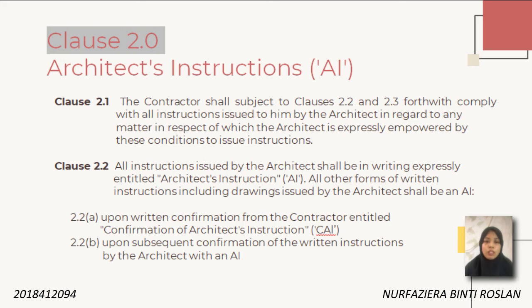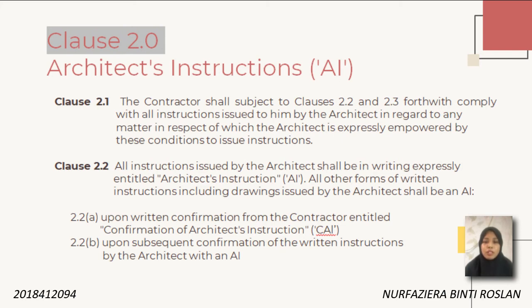2.2 All instruction issued by the architect shall be in writing expressly entitled Architect Instruction, which is AI. All other forms of written instruction including drawings issued by the architect shall be an AI. Ia bermaksud semua arahan yang dikeluarkan oleh arkitek perlu secara bertulis yang menunjukkan architect instruction. Semua form of written instruction termasuk drawing yang dikeluarkan oleh arkitek mestilah mendapat arahan daripada arkitek, iaitu architect instruction.